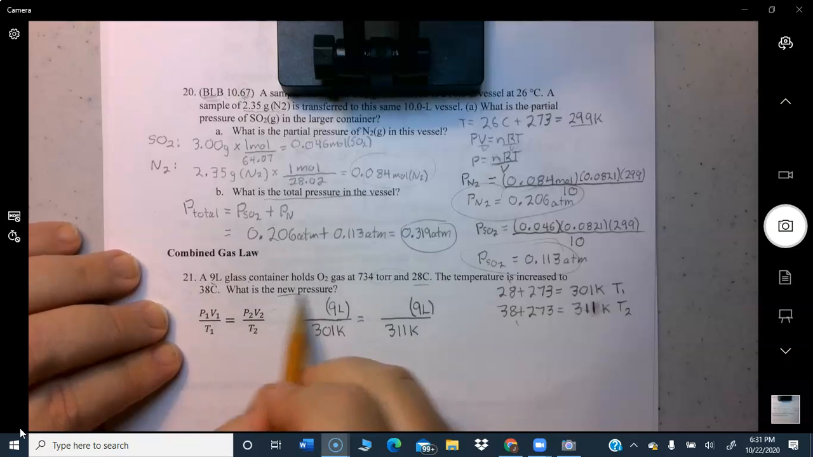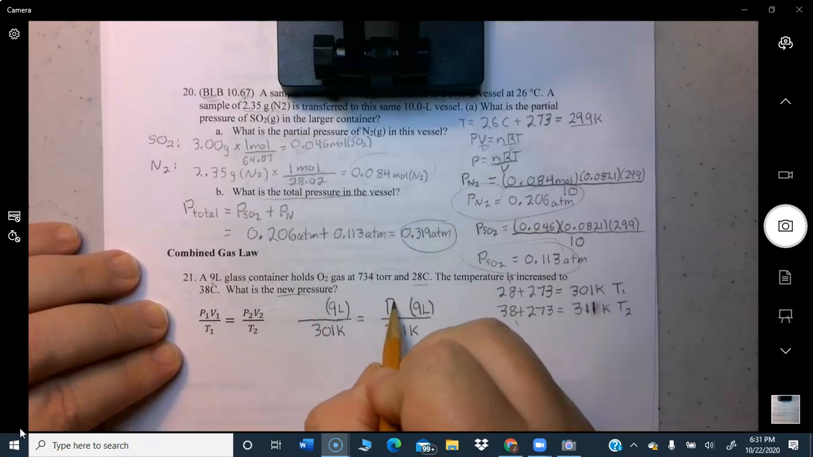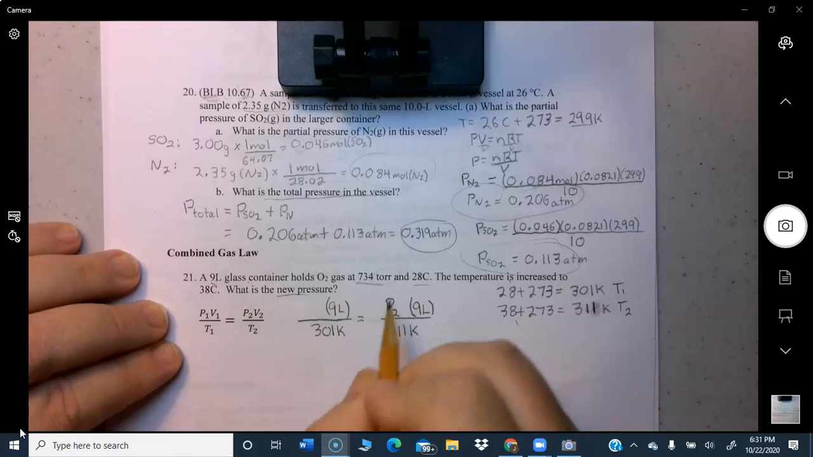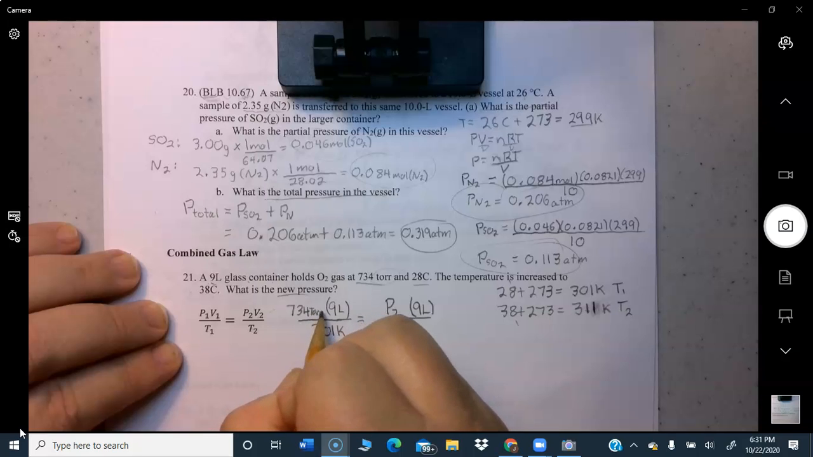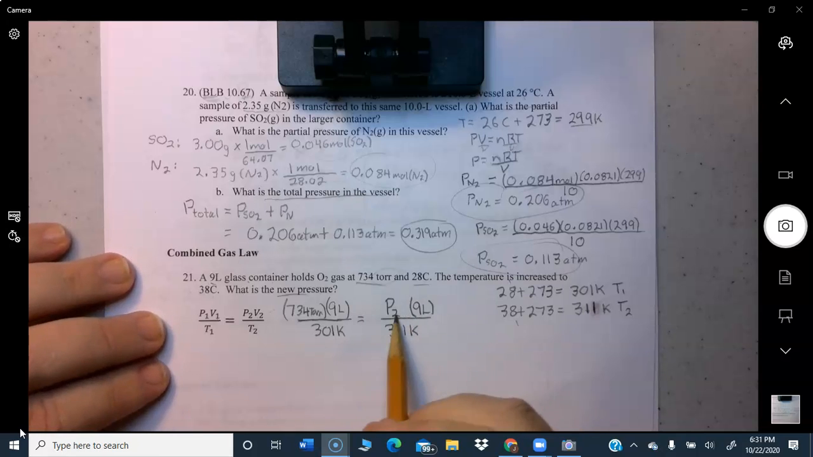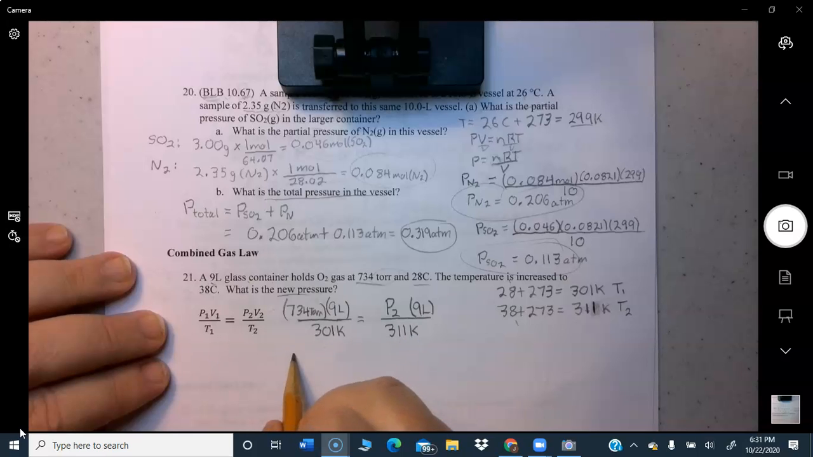Okay, and then it wants to know the new pressure. That's the pressure after, so that's P2. And the pressure before is 734 torr. So you can see these are really not hard. Just a lot of numbers and a lot of arithmetic. Okay, so if we solve for P2, it means we're going to divide by this and multiply both sides by this. So let's go ahead and do that.